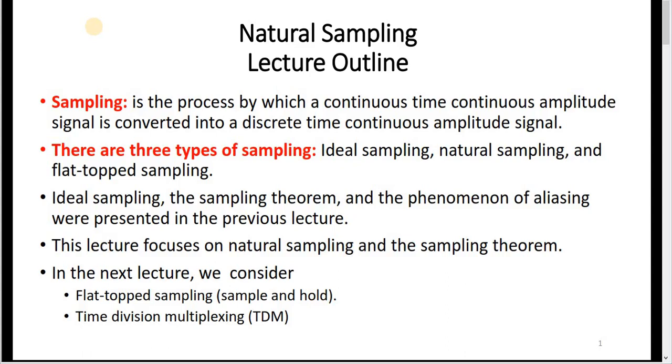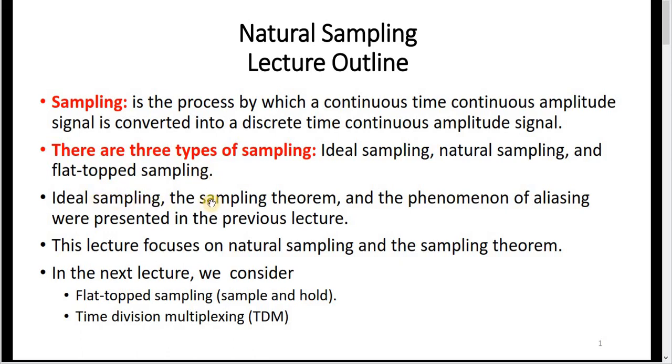This is an outline of today's lecture. In this lecture, we will continue with the subject which we started out in the previous lecture, which is about sampling. Sampling is the process by which a continuous time, continuous amplitude signal is converted into a discrete time, continuous amplitude signal. There are three types of sampling: ideal sampling, natural sampling, and flat-topped sampling.